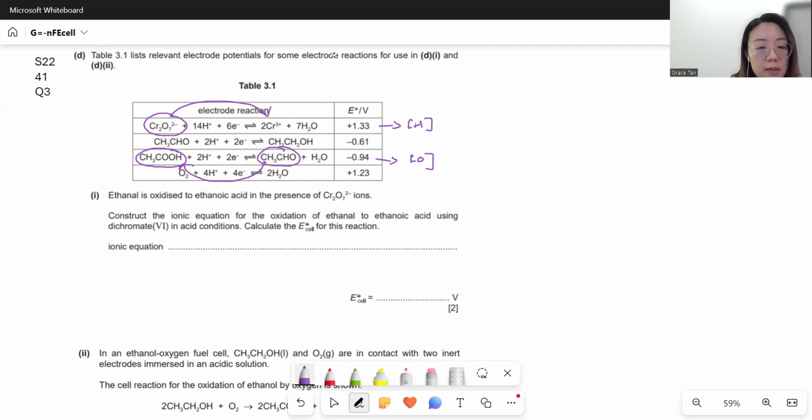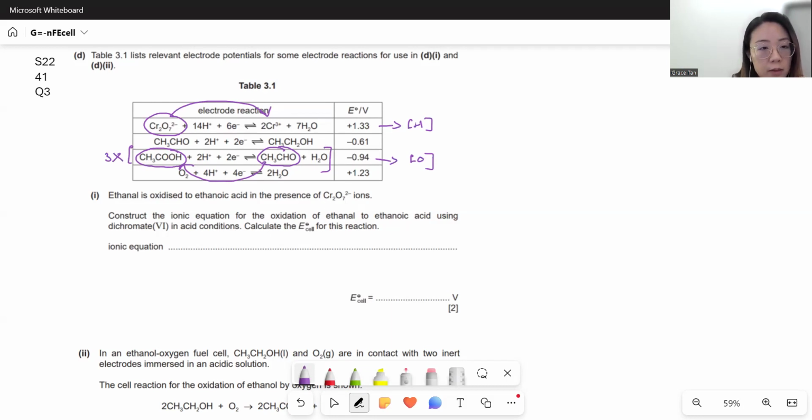So we can see that dichromate involves 6 electrons. Ethanoic acid involves 2 electrons. So you want to multiply by 3 for the ethanoic acid. Okay, so after multiplying, I believe the balanced equation should look something like this.